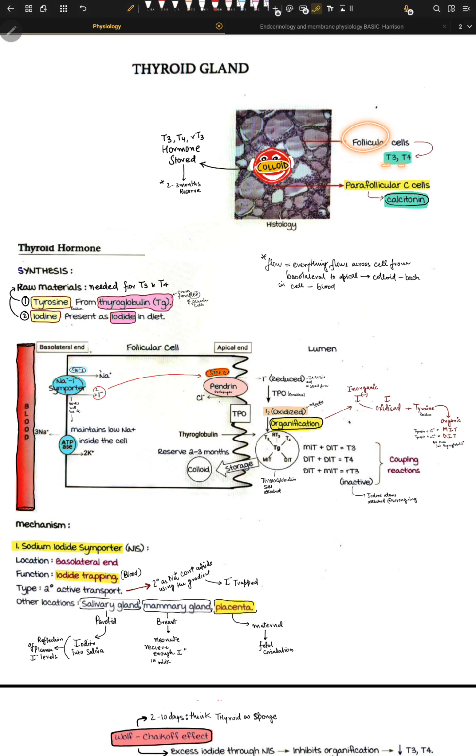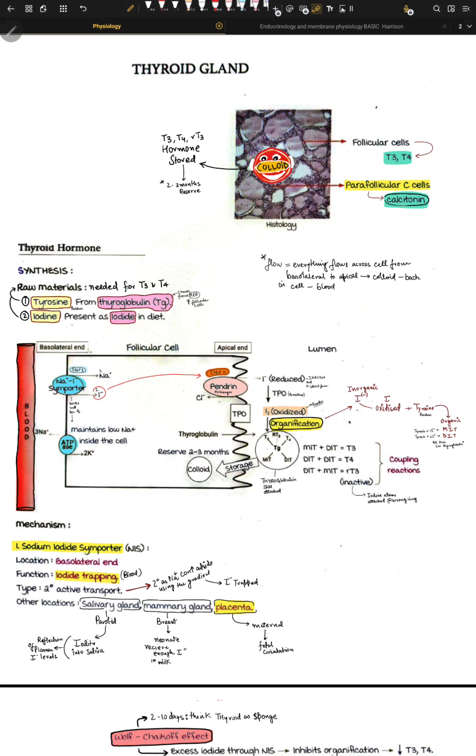Follicular cells make T3 and T4, and let's start with the synthesis of thyroid hormone. The synthesis starts from raw materials, so step one is getting raw materials. The number one raw material for T3 and T4 is iodine. Iodine is present as iodide in our diet.